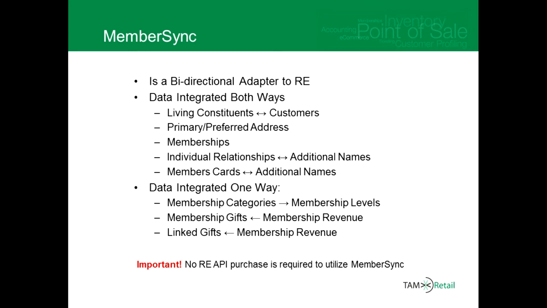There is some data that is shared only one way, and that's because it really only needs to go one way. First of all, membership categories in Razor's Edge flow one way to membership levels and correspond with membership levels and benefits in TAM. Membership revenues in TAM for new sales, renewals, or upgrades flow to membership gifts in Razor's Edge.